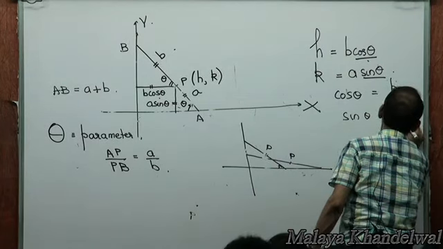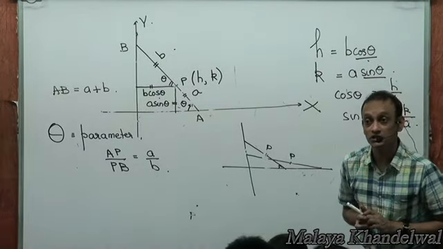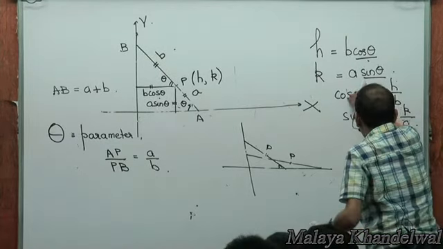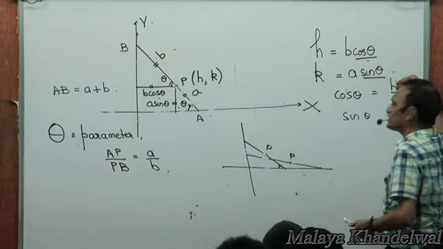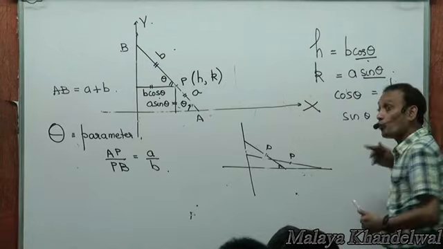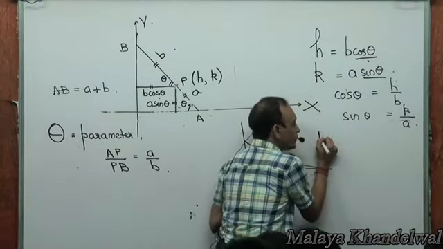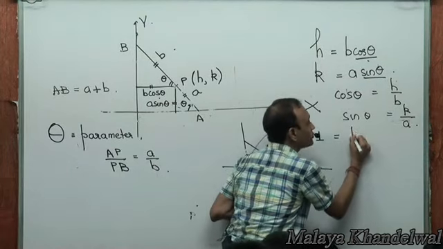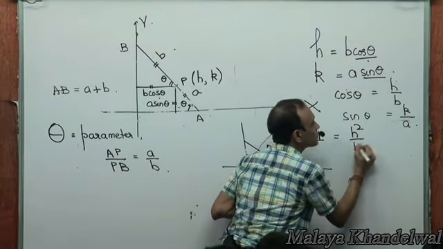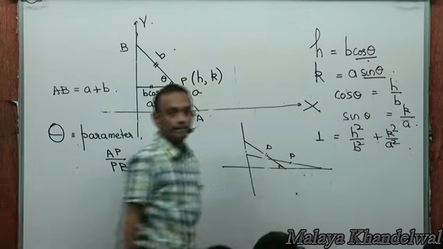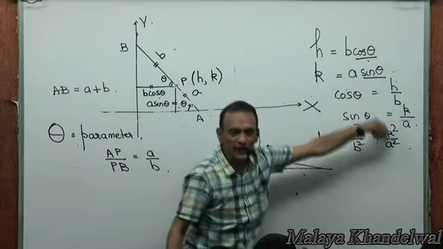And then I perform the last rights on this. I square and add. Theta gets eliminated. When I square and add, obviously h will vary with theta, k will vary with theta. But what will not vary with theta is the following. When I square and add, 1 on the left-hand side, and on the right-hand side, h square by b squared plus k square by a square is 1. Yes or no? Squaring and adding.